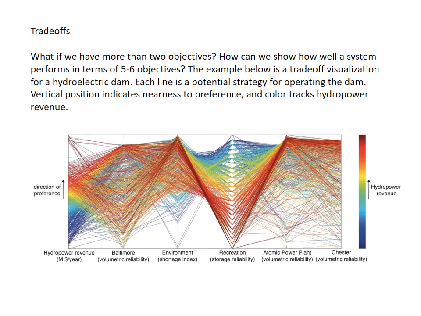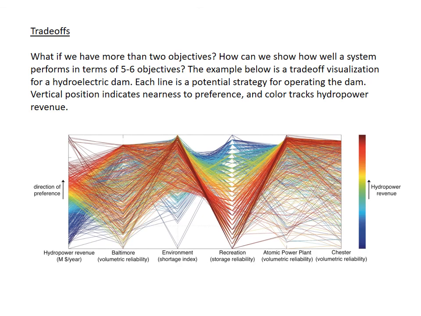And this is an example of a parallel axis plot where you have 6 different objectives here on the x-axis: hydropower revenue, water reliability for a city, some sort of environmental metric, some sort of recreational benefit, water reliability for a nuclear power plant, and then water availability for a coal plant, the Chester coal plant. And so ultimately, the preference for each one of these objectives is to have some sort of score towards the very top of the y-axis. So an ideal situation would be one line going across all 6 objectives at the top.